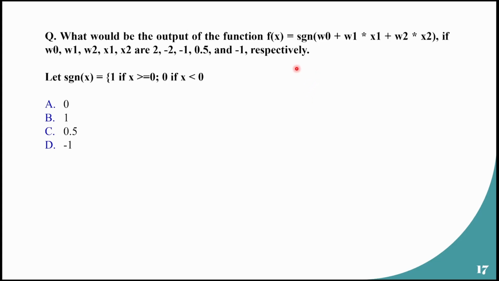So just calculate what is inside of the SGN function, and then apply the condition that is given here, that it will be 1 if x is greater than or equal to 0, and it will be 0 if x is less than 0. That should give you the answer clearly. Try to calculate it out, and we'll see in a moment.